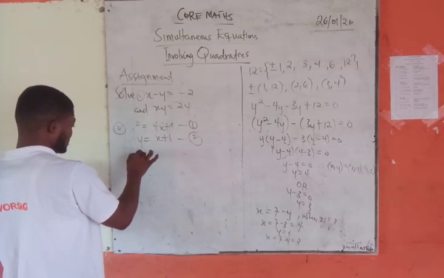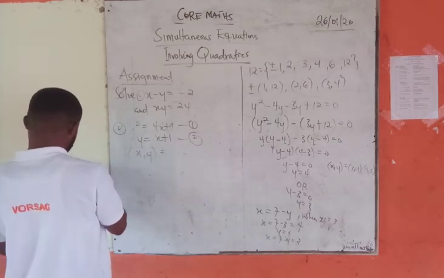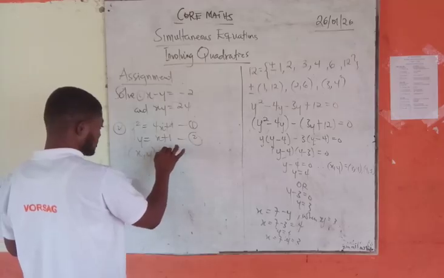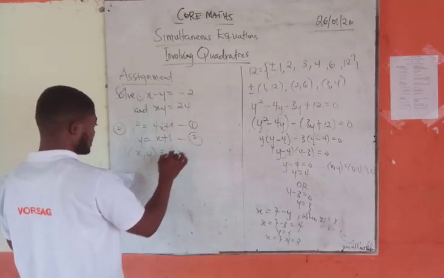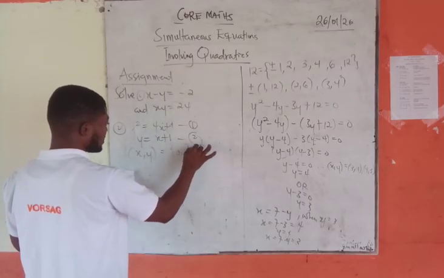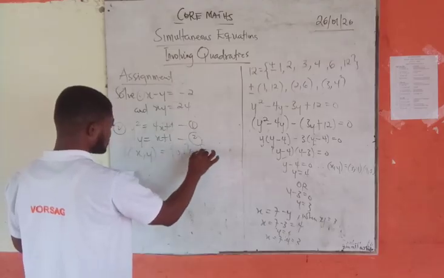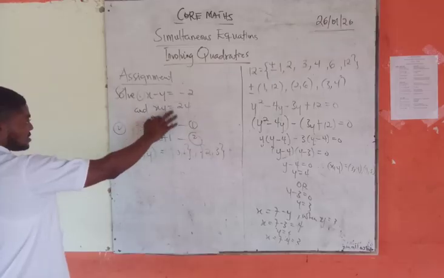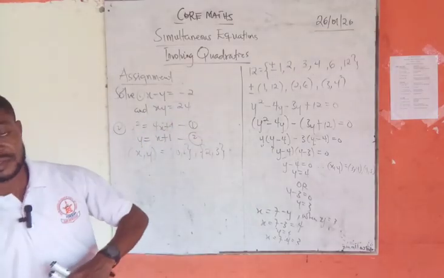So for this one, x, y will be equal to, so I have 0 for x and then 1 for y, and then 2 for x and 3 for y. I've given you the option for this. So you find the answers to the first one.